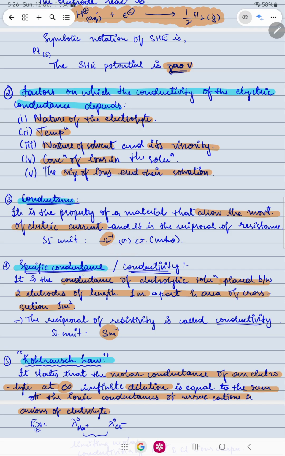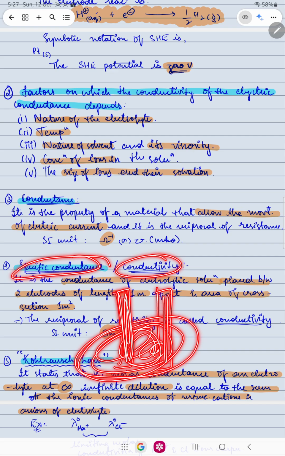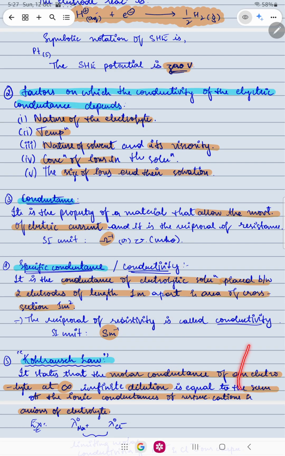Now what is specific conductance or conductivity? It is the conductance of an electrolytic solution placed between two electrodes with a separation of 1 meter and area of cross section 1 meter square. It is electrical conductivity and its SI unit is Siemens meter inverse.